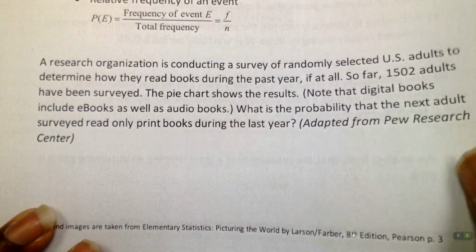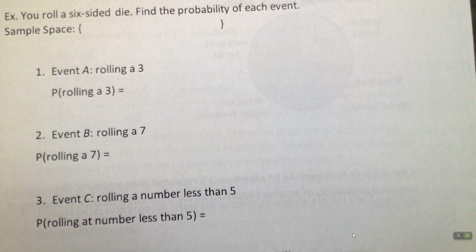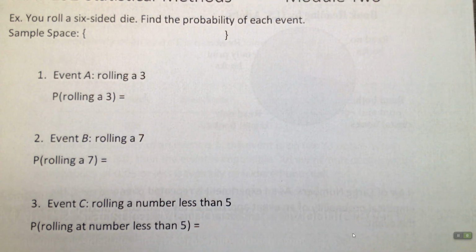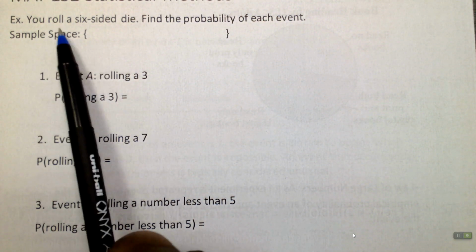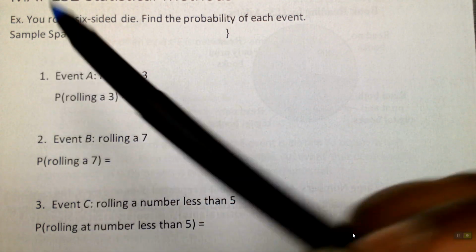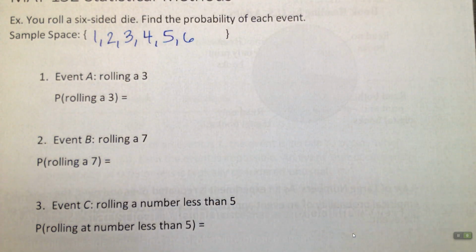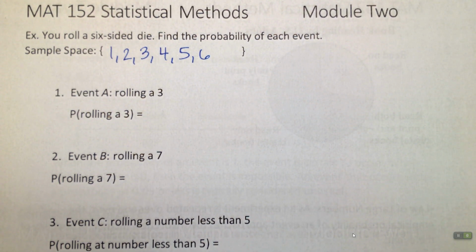Let's look at our first example. I have a lot of space here for this first one because I want to break it down. You don't have to do all the space. I'm just showing you so you can see what happens. Alright, so you roll a 6-sided die, find the probability of each event. So I'm going to write the sample space so I can show you exactly what we're working with. You don't have to do this. I'm showing you so you can see what we're working with and how this actually works.